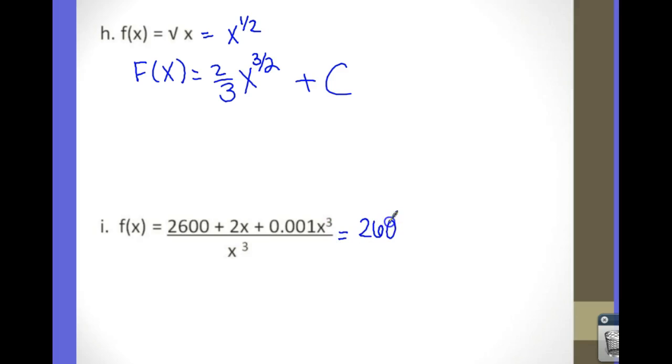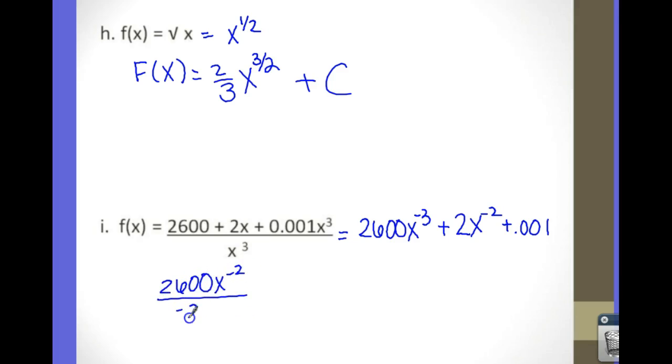So it's 2600 x to the negative 3 plus 2 x to the negative 2, because you take 1 and subtract it. And then plus 0.001. The x cubes cancel on the x. Now you integrate each piece of the function separately. So you add 1 to the exponent, and you get 2600 x to the negative 2 over negative 2 plus 2x to the negative 1 over negative 1 plus 0.001x plus C. And then you clean it up.